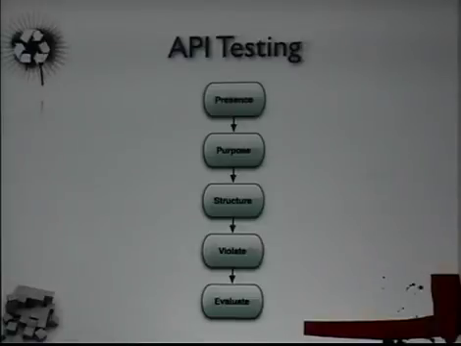So what I kind of came up with for API testing was a simple little method to go through and identify the presence, the purpose of the API, the structure of the calls, and then, of course, violate those structures and then evaluate the results. So most of the rest of the presentation deals with either identifying the purpose and structure and, of course, the fun part, which is violating that purpose and structure.